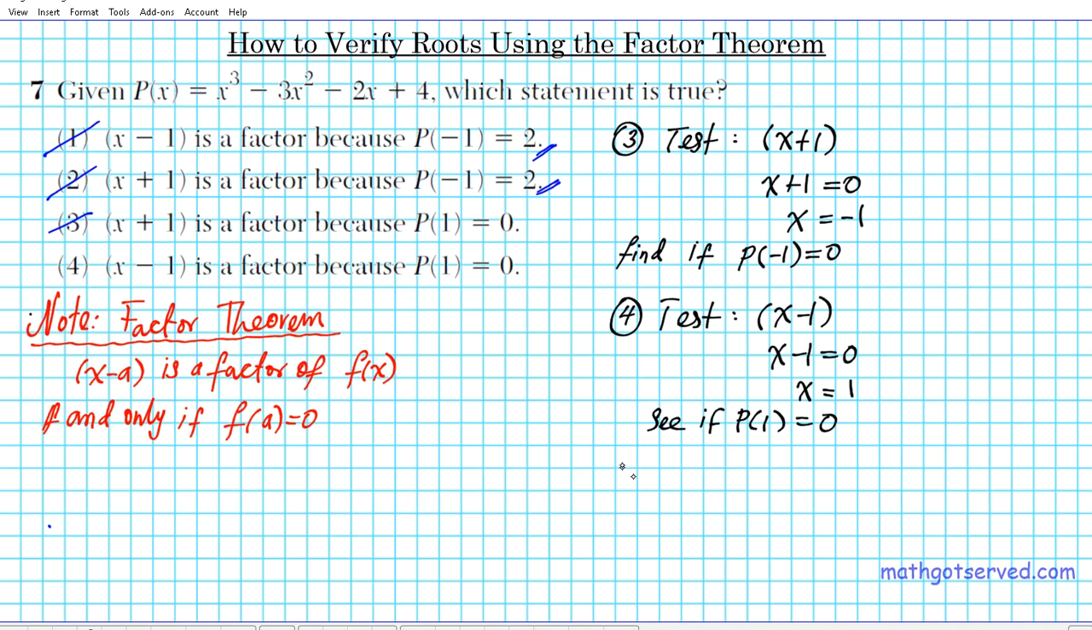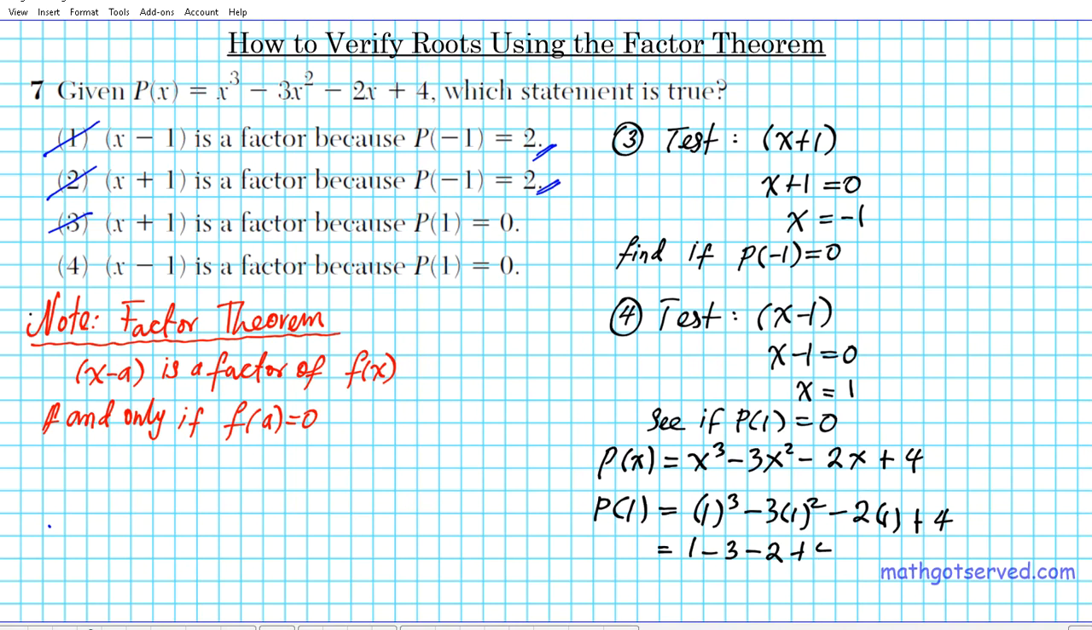Let's do it. P of x is x to the third minus 3x squared minus 2x plus 4. So p of 1 simply means we substitute all the x's with 1. We have 1 to the third minus 3 times 1 squared minus 2 times 1 plus 4. We're just going to PEMDAS this real quick. Do the exponents first. 1 minus 3 minus 2 plus 4. 1 minus 3 is negative 2, minus 2 is negative 4, plus 4 is 0.